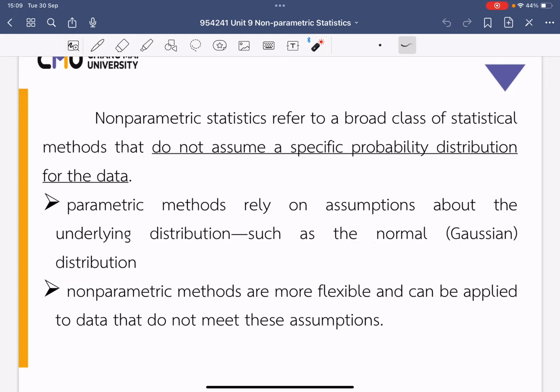So parametric tests have a stricter requirement than nonparametric tests, and a parametric test makes a stronger inference about the data. For nonparametric it's more flexible, but it might be less reliable than parametric methods.